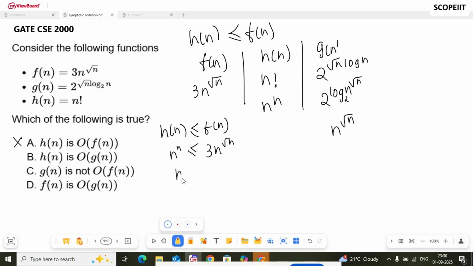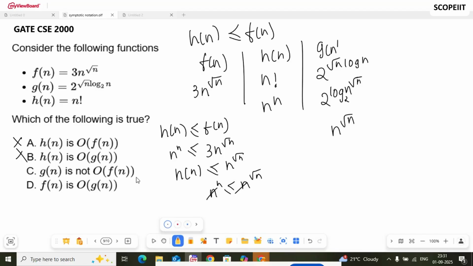Your h of n is less than or equal to g of n. g of n is n to the power under root of n. And what is h of n? h of n is nothing but n to the power n. So is n to the power n less than or equal to n to the power under root of n? No. n to the power n is greater, because if you cut this one, is n less than or equal to under root of n? No, under root of n is less. So this condition is also not true.